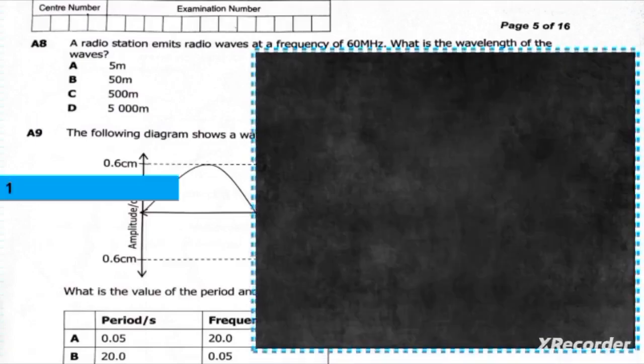Okay, so to answer this question, we need to remember that megahertz, sorry, mega-hertz makes 1 million hertz. And the speed of light, we know that the speed of light is 2.9 times 10 to the power 8 meters per second, or we can just say 3 times 10 to the power 8 meters per second.